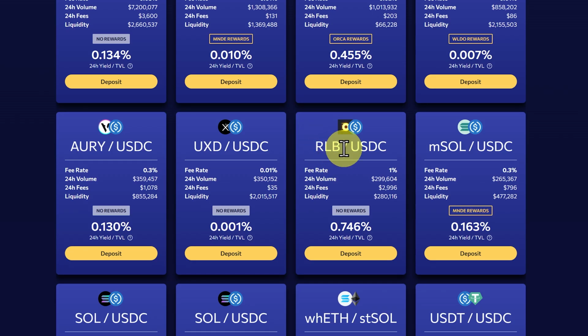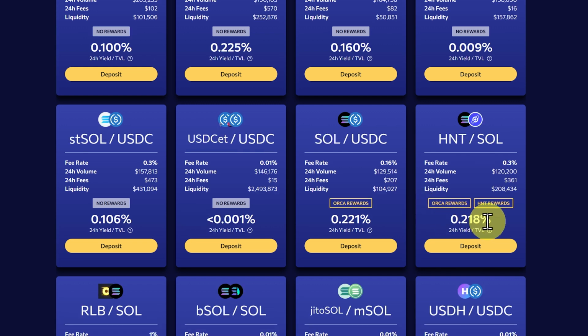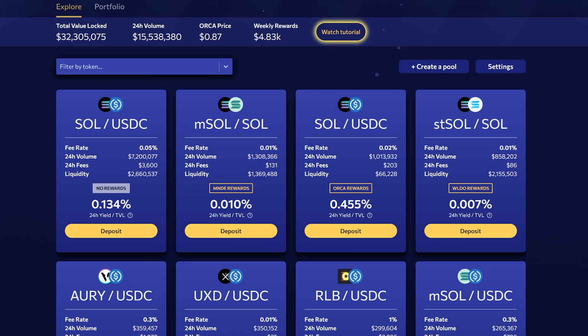Something like RLB, Roll Bitcoin, and USDC, this is going to have much higher divergence loss because this token can go really up and then really down. It's far more volatile. Bonk is a meme coin on Solana, and Bonk and Sol can quite often get a lot of rewards. However, the divergence loss can be quite insane. You should also have a look for incentives, such as this pool here, which earns some Orca tokens and some Helium tokens every week. This could do quite well. But you have to keep all those things in mind.